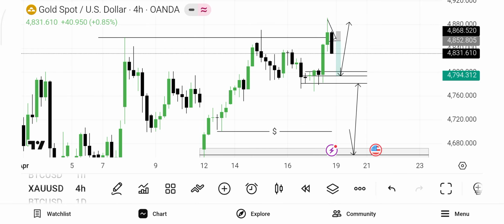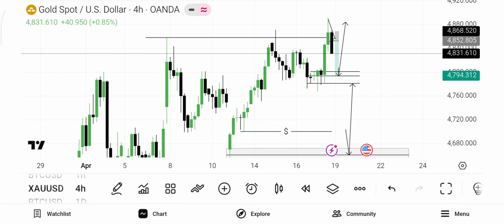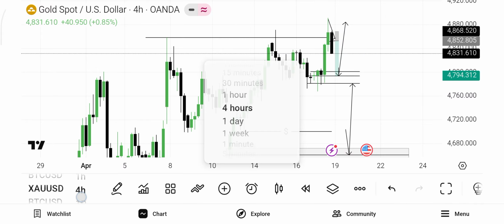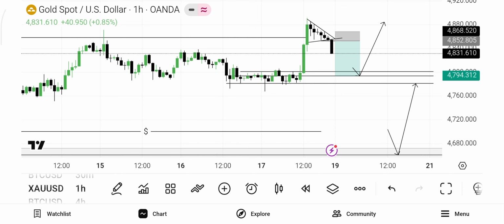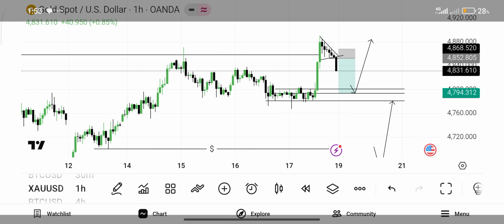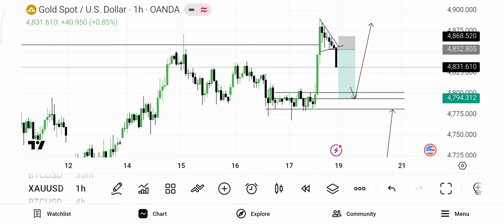Okay, sorry, let me break it down a little bit so you get to understand, because most of you don't know how to trade this on a lower time frame. So this is a 4 hours time frame, then you have to go down to the 1 hour time frame. On a 1 hour time frame, you will see that we have this zone here.